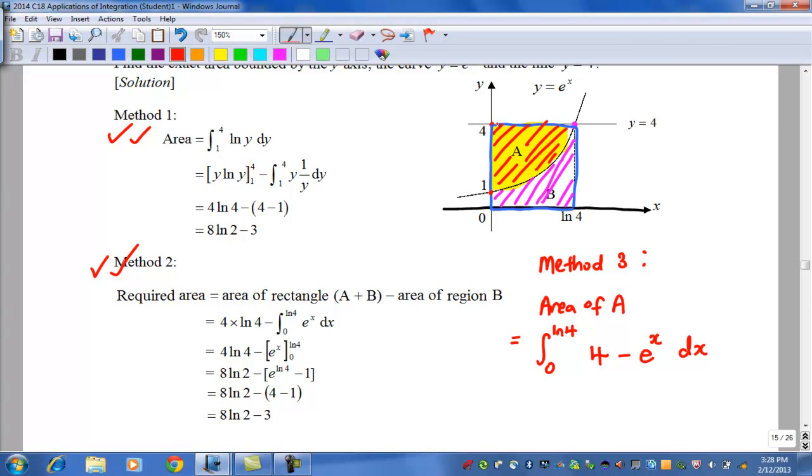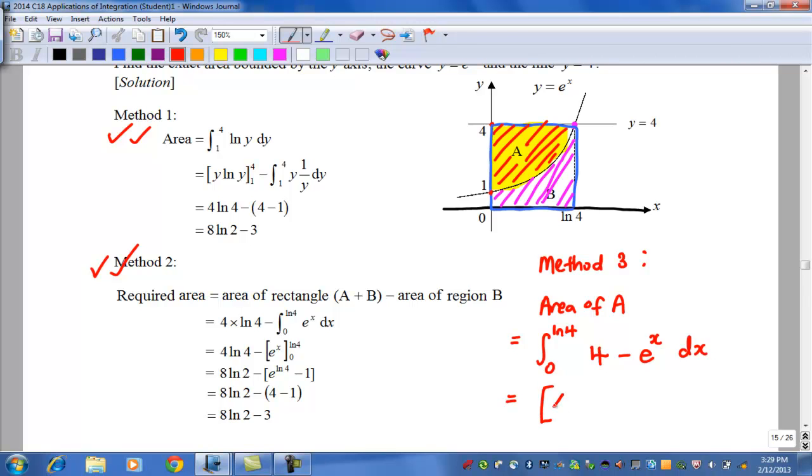So essentially what you're doing here is you find the area under the line y equals 4 from x equals 0 to x equals ln 4, which is this whole thing here, the blue box, minus away the area under the graph y equals e to the power of x from x equals 0 to x equals ln 4, which is the pink shaded portion. So by evaluating this integral, we should get the answer. So let's try working this out.